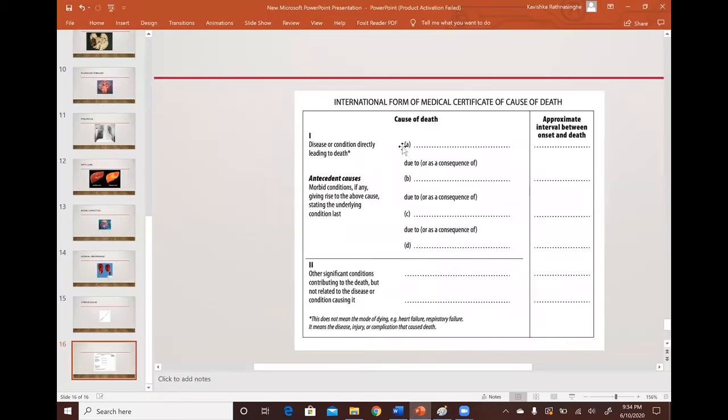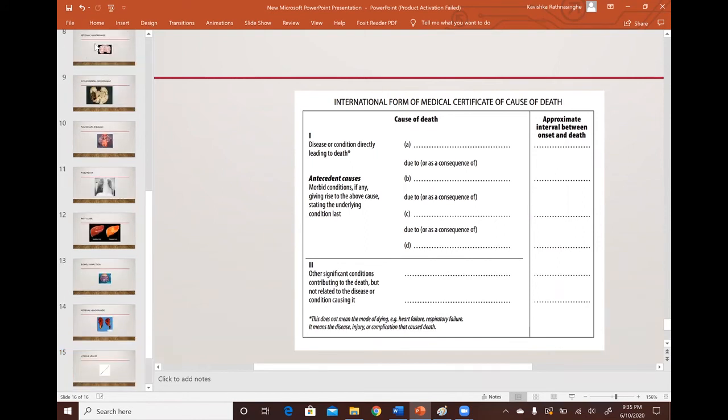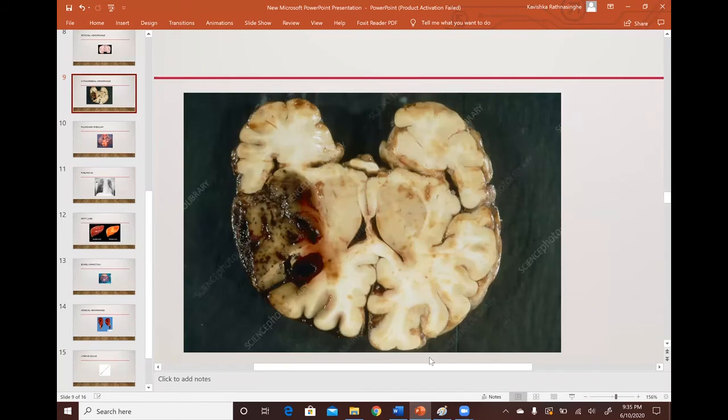A is the immediate cause, then B is the intermediate causes, then C is the contributed causes, and you can go up to D, and then 2 is basically other significant conditions which contributed to his death. So let's talk about this patient. Okay, so how do you write this patient's cause of death in the WHO format?